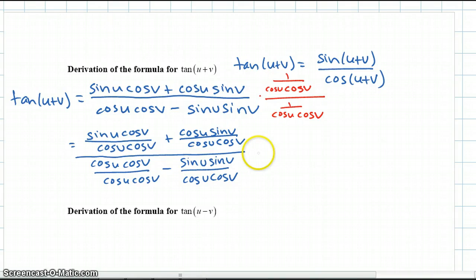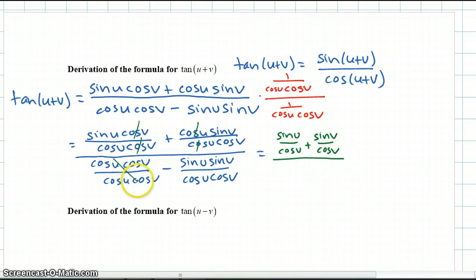So let's go ahead and do a little simplifying here. In the first term, I can remove a cosine of v, and I can remove a cosine of u in the next one. So I'm left with sine of u over cosine of u plus sine of v over cosine of v. In the denominator, my first term just becomes 1 minus sine u over cosine of u times sine of v divided by cosine of v.